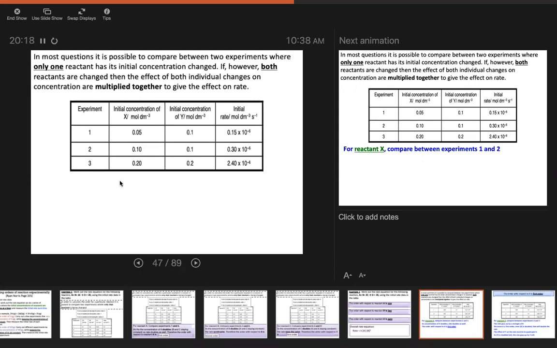There's not much information about this reaction, but I can tell you that X and Y are the reactants of this particular reaction. They carry out 3 experiments. They started with 0.05 mole per dm cube of reactant X and 0.1 mole per dm cube of reactant Y, and then they measured the initial rate of reaction. The first one that we can work out is reactant X. Which two experiments can we look at to study the order of X?